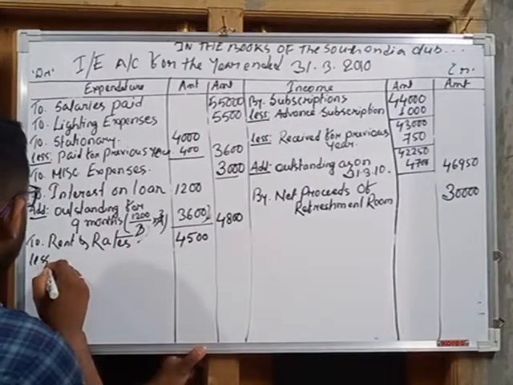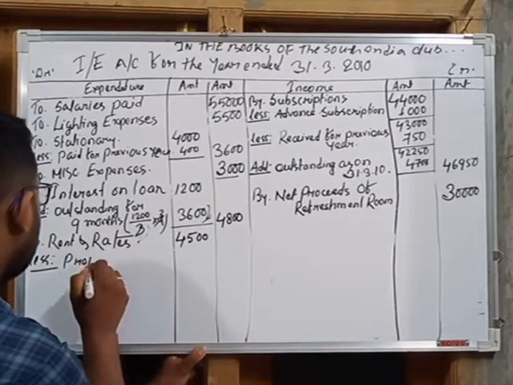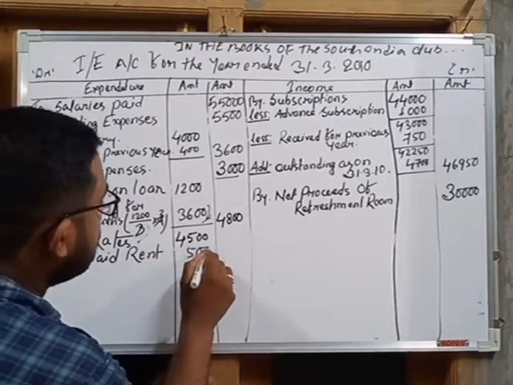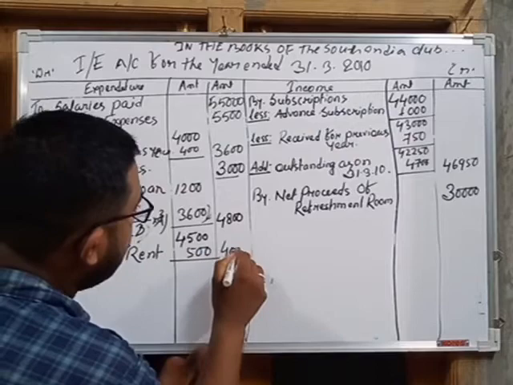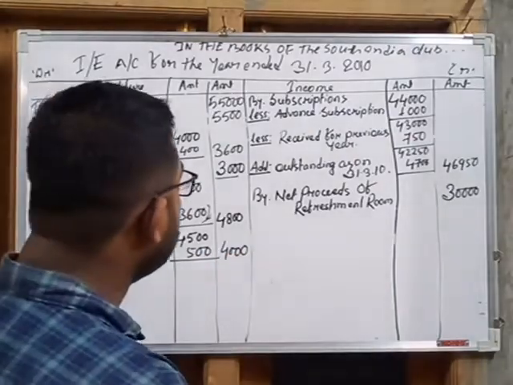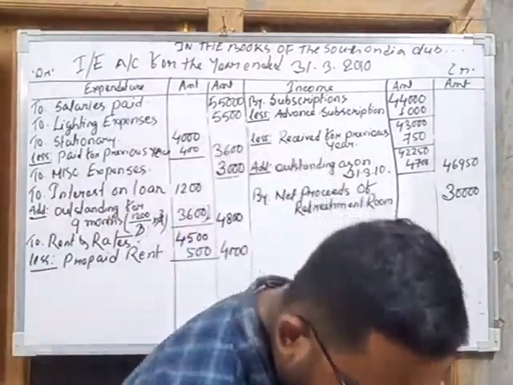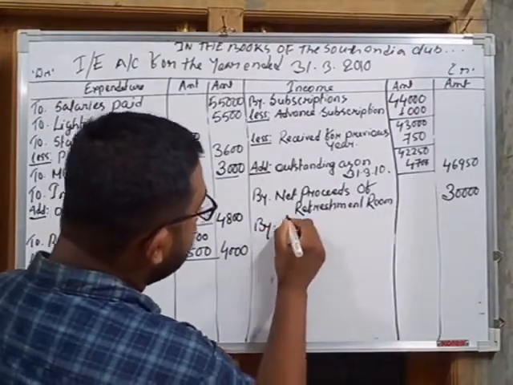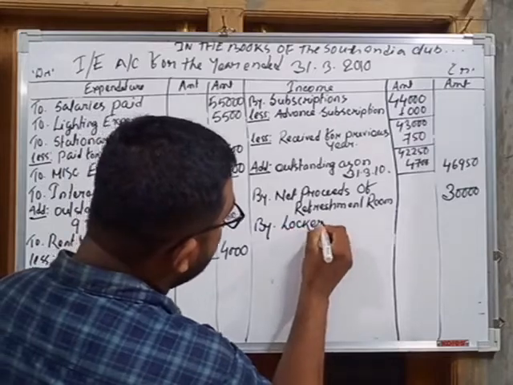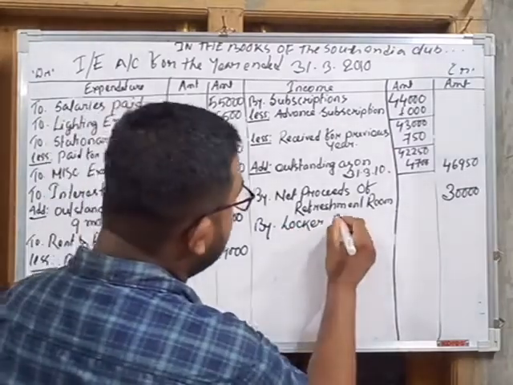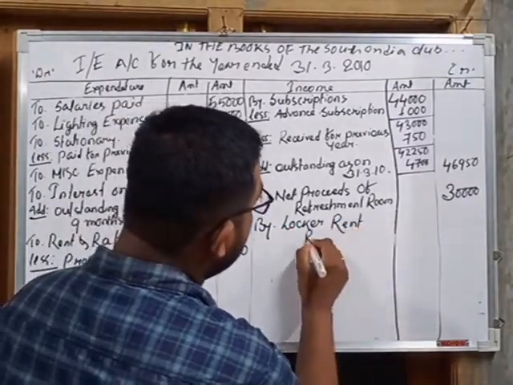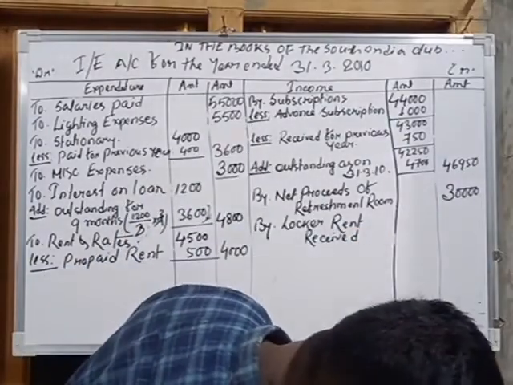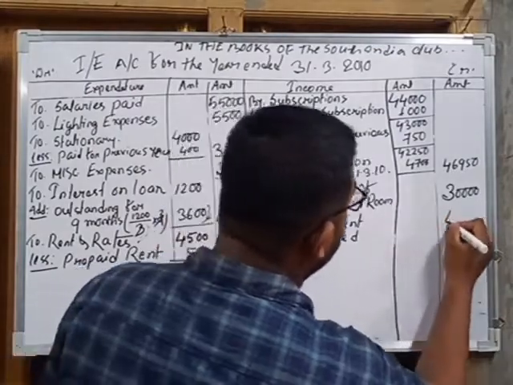Less prepaid rent, 500. So the actual amount of rent and rates for the current accounting year is rupees 4,000. Next, local rent receipt. That means the club has a local facility which is given on rent, and so the income is local rent receipt, and the amount is rupees 4,900.